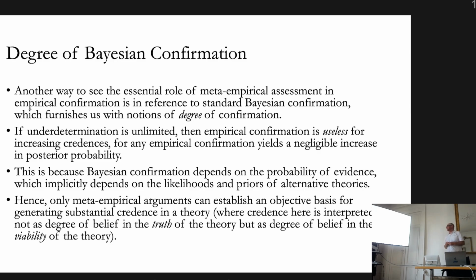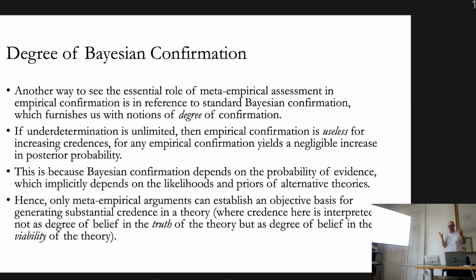So, in a way, Bayesian confirmation is actually kind of a nice framework because it makes it clear that confirmation depends on likelihoods and priors of alternative theories. So we do have to consider alternative theories. But how can we know what the space of alternative theories is without making some kind of extra-empirical arguments? Meta-empirical arguments is what we think are relevant here for establishing an objective basis for the existence of limitations of underdetermination that can lead to generating any substantial, non-negligible confirmation of credences of theory.